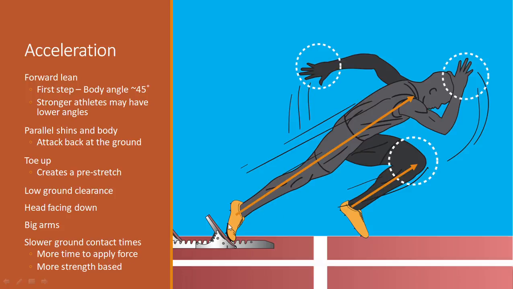Because he doesn't have that much momentum going forward, each step on the ground is actually going to take longer, which means that he has more time to apply force, and therefore acceleration is going to be more reliant on strength and force qualities, whereas when we get to maximum velocity running, we'll talk about what that's going to be reliant on.